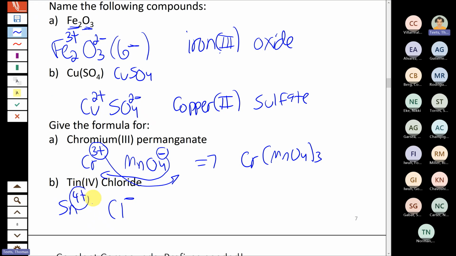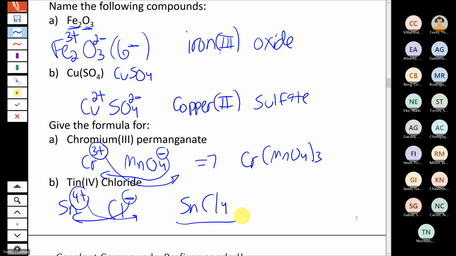And then we just have to cross over to balance everything. So it's going to be 1 tin, 4 chlorides to balance the 4+ charge. And so SnCl4. So in some ways, working backwards from the name to the formula might be slightly easier, but that depends on your perspective. So that covers ionic compounds. Any questions on those before we move on to covalent?